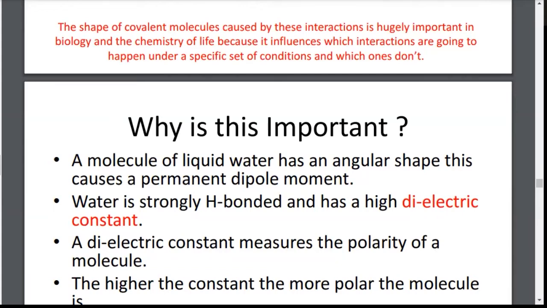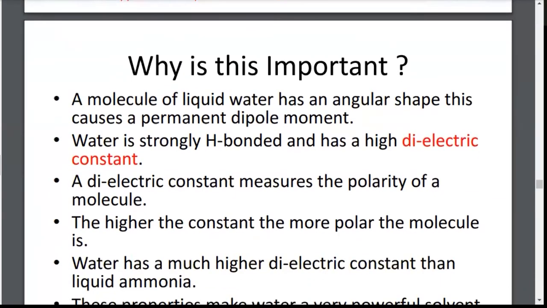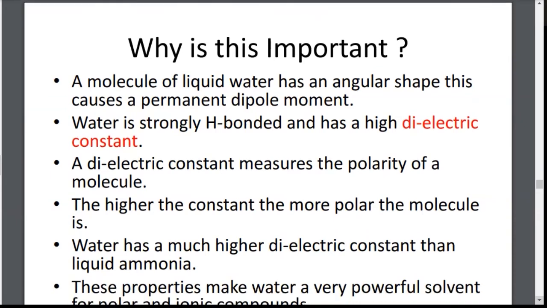A molecule of water has the angular, V shape we talked about, which causes the permanent dipole moment. Because it's so strongly hydrogen bonded, it has what's called a high dielectric constant, which is a way of measuring how polar the molecule is. The higher the constant, the more polar the molecule. Water, the most polar molecule, has a higher dielectric constant than ammonia.